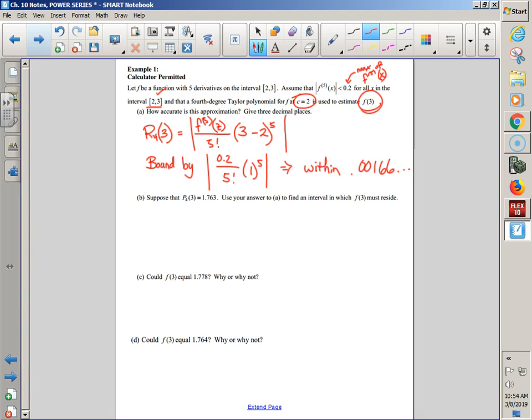So then if it tells us that the 4th degree Taylor polynomial approximation is 1.763, then it wants us to know the interval in which f of 3 must reside. If it's within, guys, couldn't that be above or below? Right? So then couldn't I just do my 1.763 minus r on the left, and 1.763 plus r on the right. So f of 3 is going to reside somewhere within.